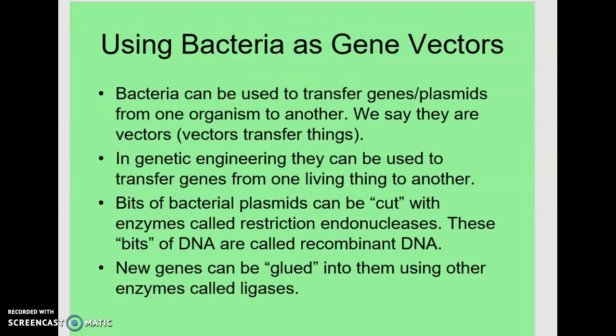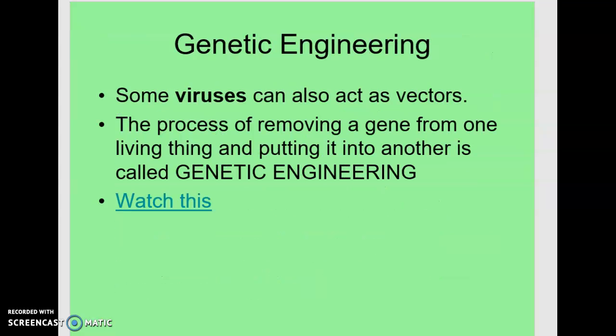And a vector is just something that allows things to be transferred. So like a mosquito is a vector for malaria. In the case of this, our bacteria is going to be the vector for carrying the gene. So we can also use viruses as well to get the gene from one living thing into another, and that's called, let's say, genetic engineering.